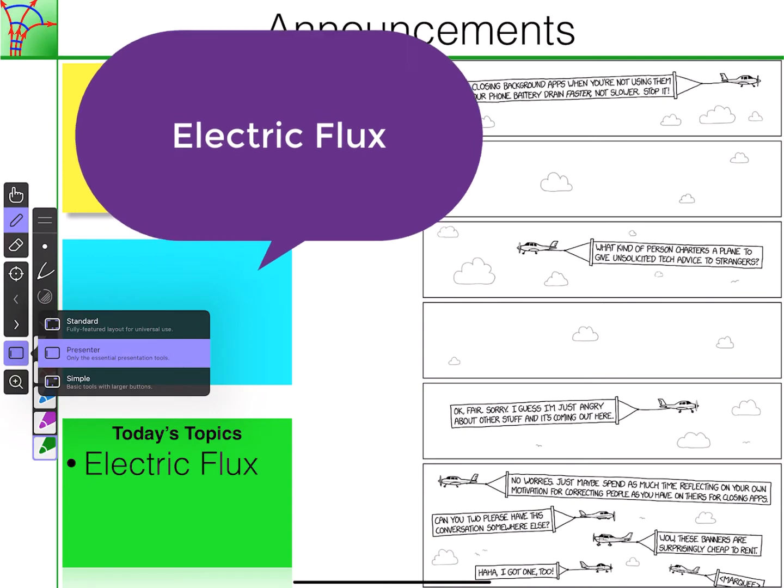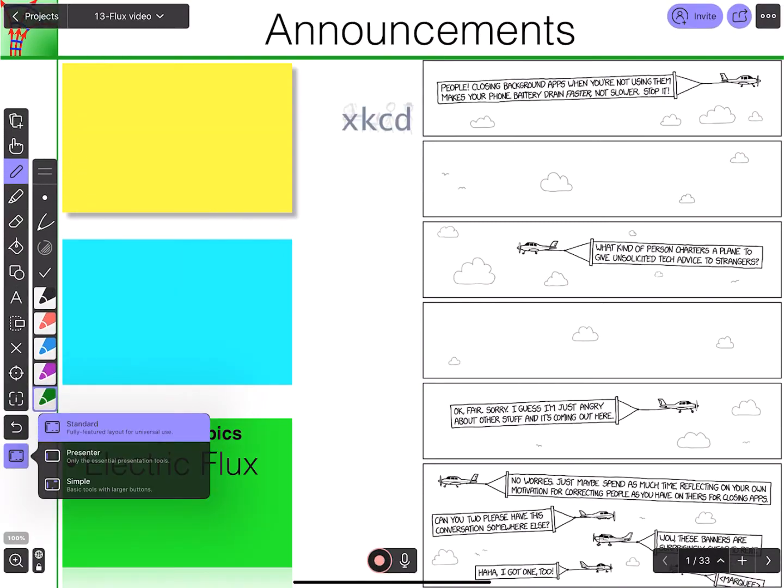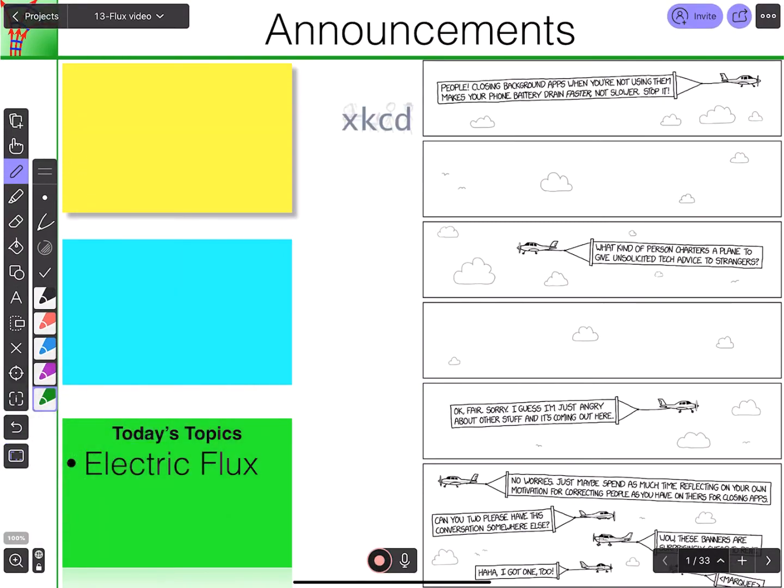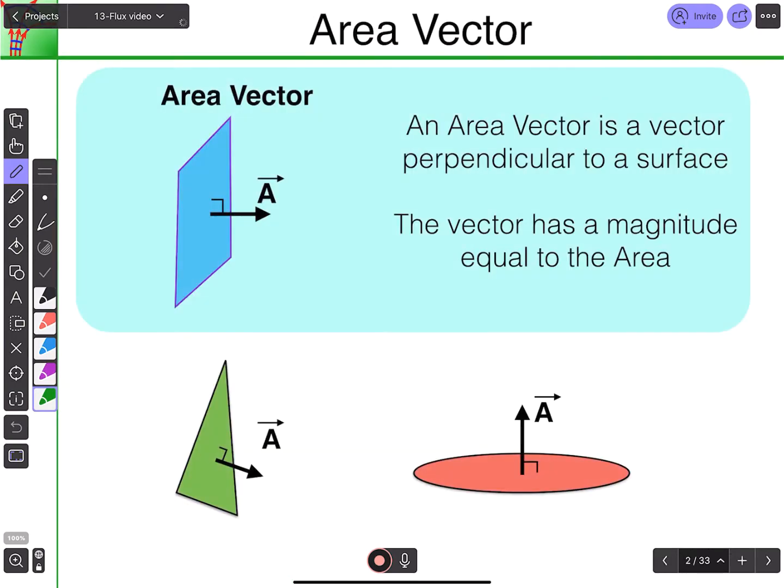We are going to now look at, for today's presentation, electric flux. So, we're going to define a few new concepts, a few new ideas. They may seem a little weird at first, it's kind of abstract, but there's a point to it all, and you'll see what it is.